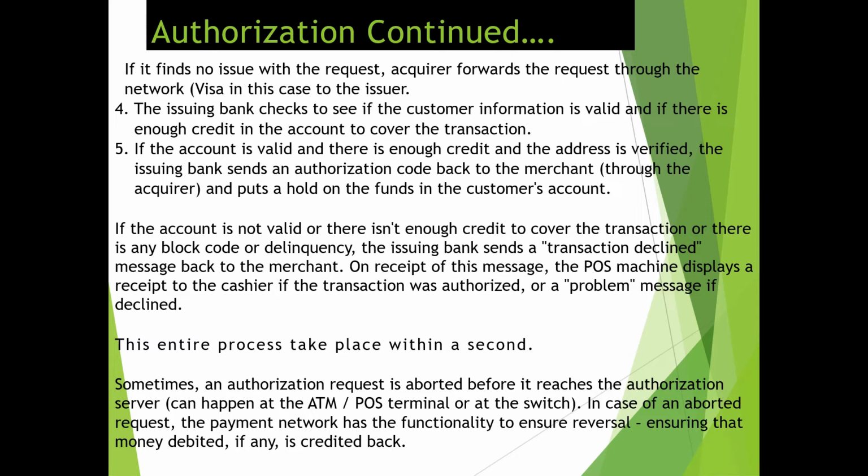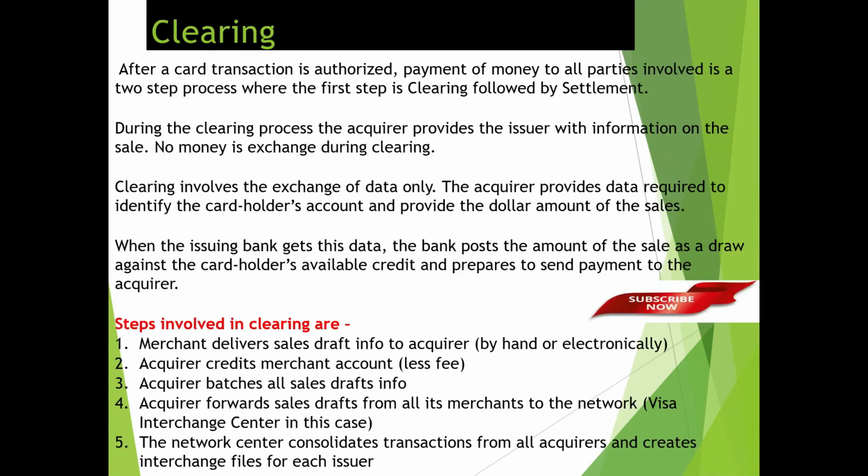Sometimes an authorization request is aborted before it reaches the authorization server. This can happen at the ATM, POS terminal, or at the switch. In case of an aborted request, the payment network has the functionality to ensure reversal, so that money is not debited without being credited. Sometimes we swipe the card and money gets debited, but the merchant did not receive the authorization response properly. The system is designed so that in such a scenario, the money will be credited back.